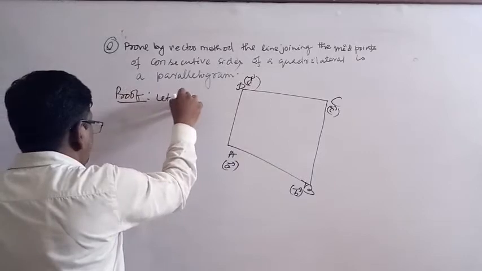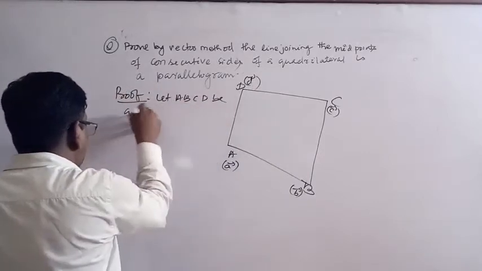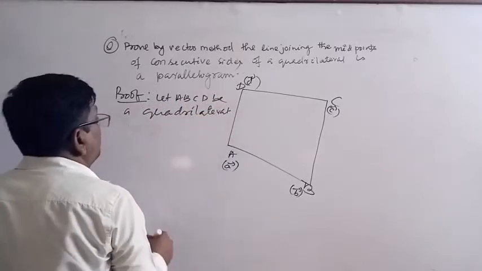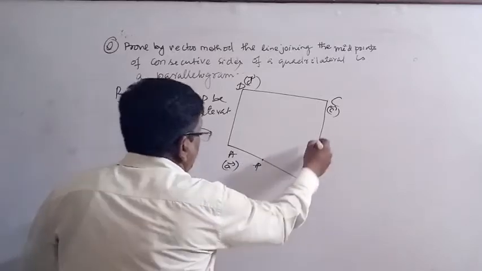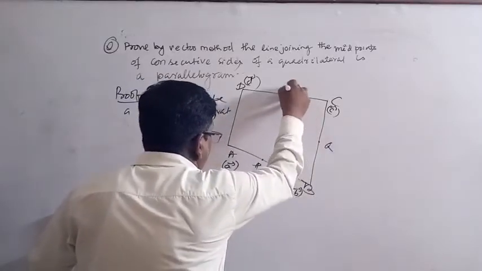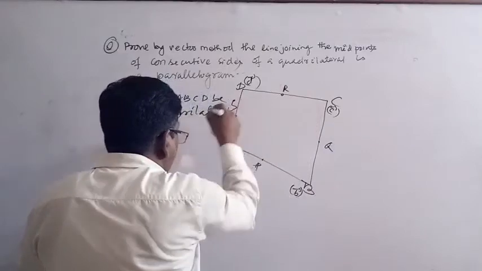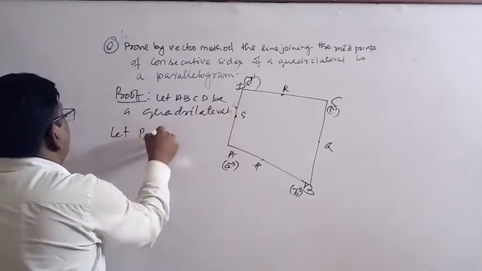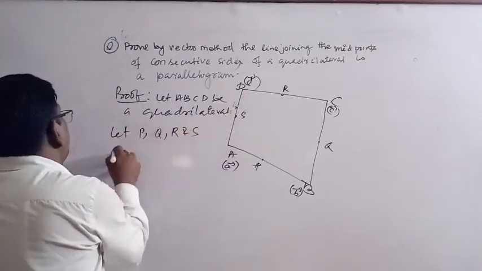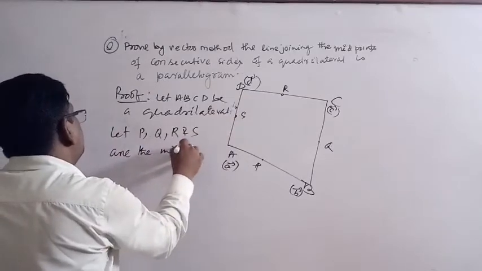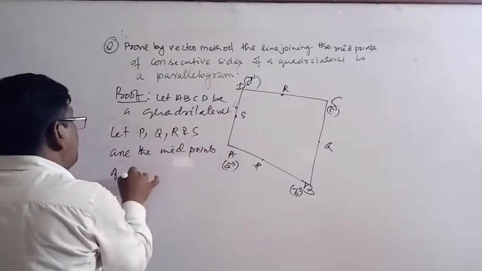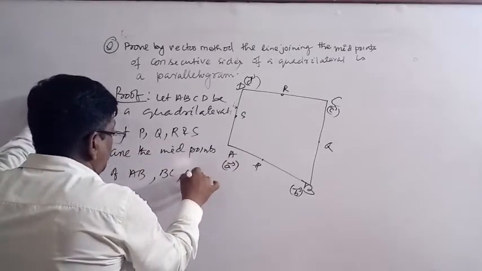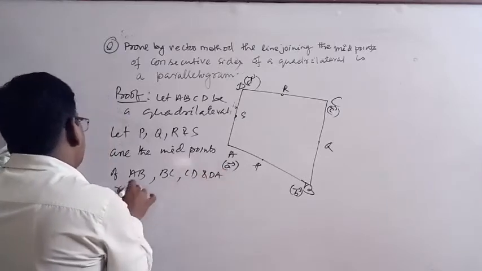Let ABCD be a quadrilateral. Now suppose this midpoint is P, this midpoint is Q, this midpoint is R, and this midpoint is S. Let P, Q, R and S be the midpoints of AB, BC, CD and DA respectively.